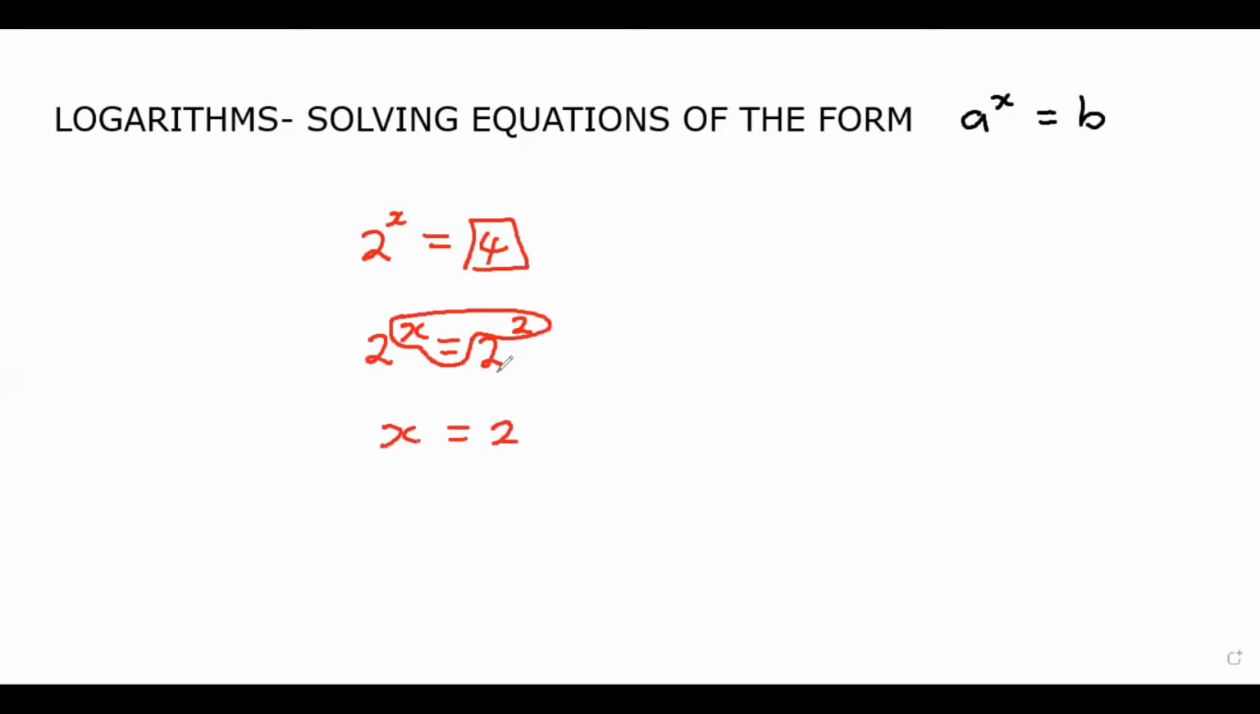However, there are cases where this term or one of the terms cannot be expressed in the base of the other one. So, for example, let's say we have 5 to the x is equal to 8. If you look here, you have one base being 5 and one being 8, and 8 cannot be written in terms of base 5. So what we have to do is log both sides of the equation.